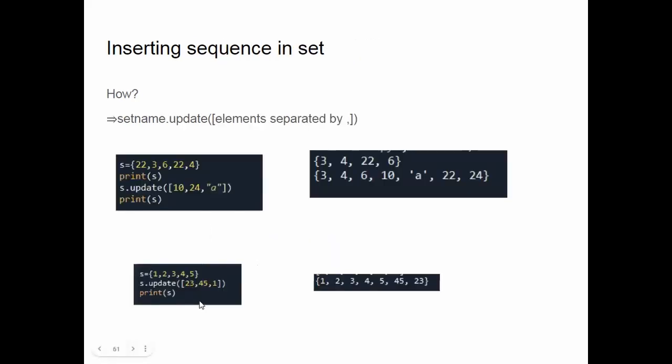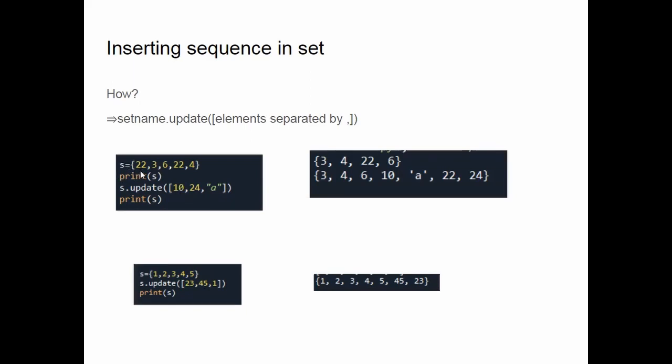Inserting a sequence: if you want to add a sequence, that means again a list, but the list has to be enclosed in square brackets, and we have to use the update function. And again, as we are updating, we are attaching a list, and the elements of the list have to be separated by commas, and where it is going to be stored, the position is not fixed, it can be stored anywhere.